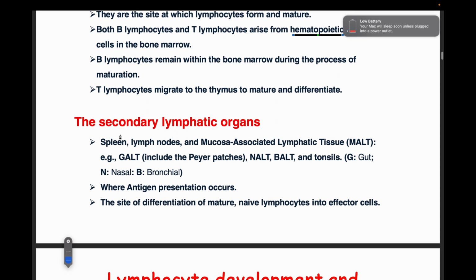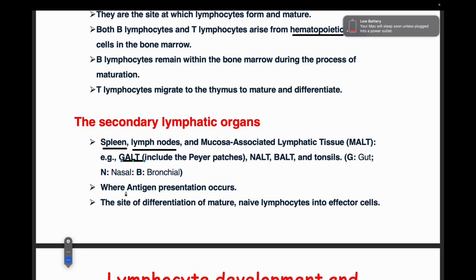The secondary lymphoid organs include the spleen, the lymph nodes, MALT, which is the mucosa associated lymphatic tissue, and GALT, which is the gut associated lymphatic tissue. It includes Peyer's patches, NALT in the nasal cavity, and BALT in the bronchial tissue.